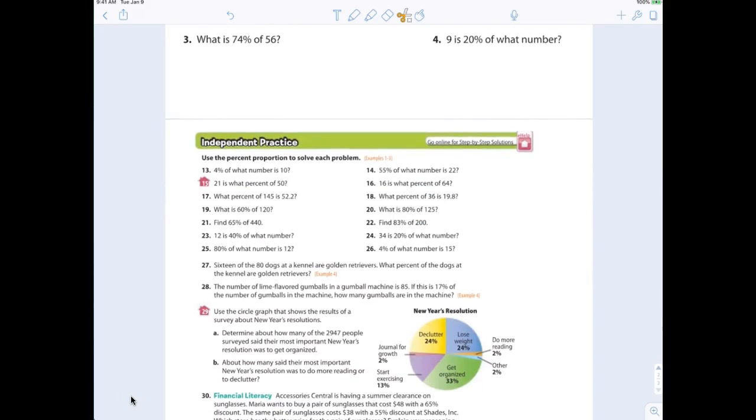All right, everybody see if they can figure out 3 and 4. All right, so here we go.